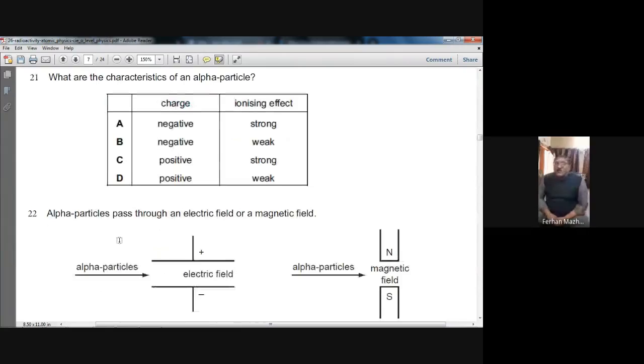What are the characteristics of an alpha particle? An alpha particle is like the nucleus of helium. It has two protons and two neutrons. The total mass number will be 4 and the proton number will be 2. It has positive charge and it has a very strong ionizing effect. So C is the right choice.